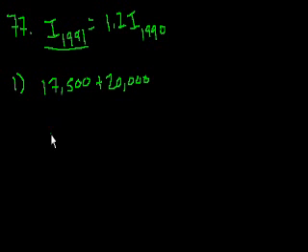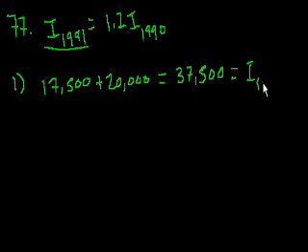Well, they're essentially telling us the total income for 1990, right? The first 6 months and the last 6 months. There are 12 months in a year. So her total income for 1990 was $37,500. That equals income for 1990. So clearly, if we know this, we just multiply that times 1.2, and we get the income for 1991. So this statement alone is sufficient.